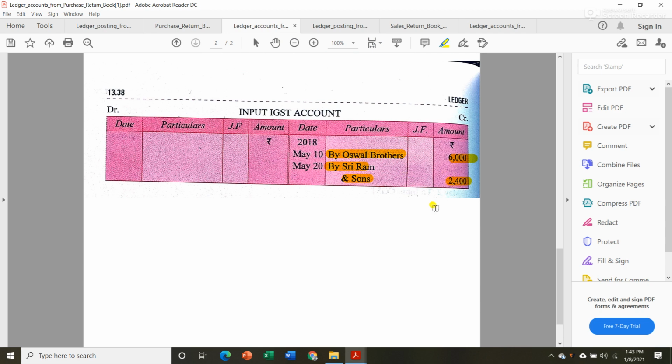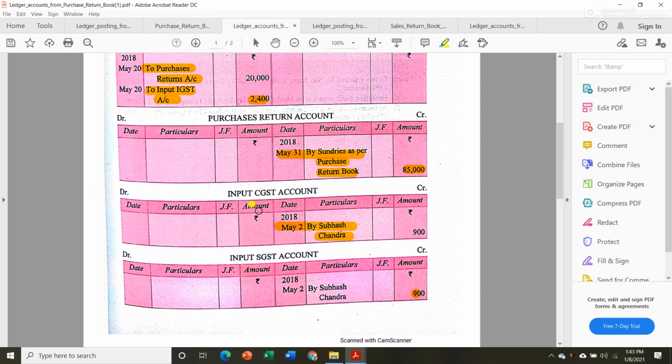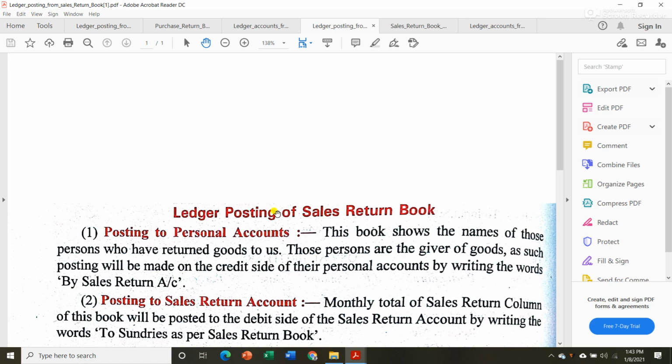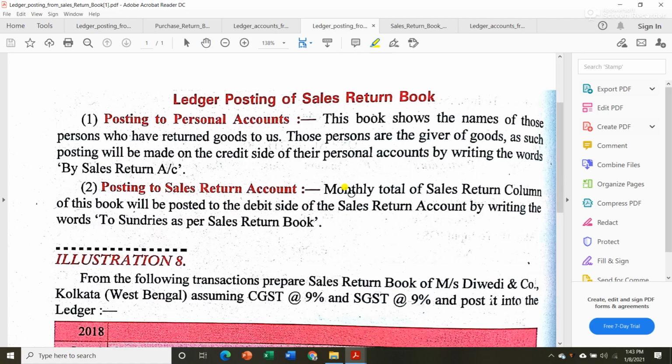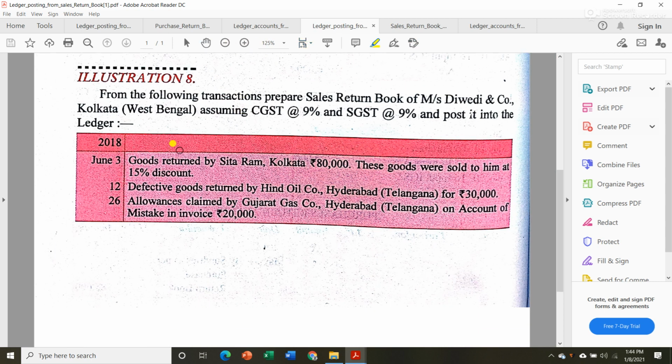Now this is how you are supposed to prepare purchase return book and ledger from purchase return book. The rules for posting debit and credit side is same as sales book. So when we will prepare sales return book, that time the rule will be same as purchase book. Now I have already shown you how to prepare ledger from purchase return book. Now this one is related with sales return book. Now first let us prepare sales return book.